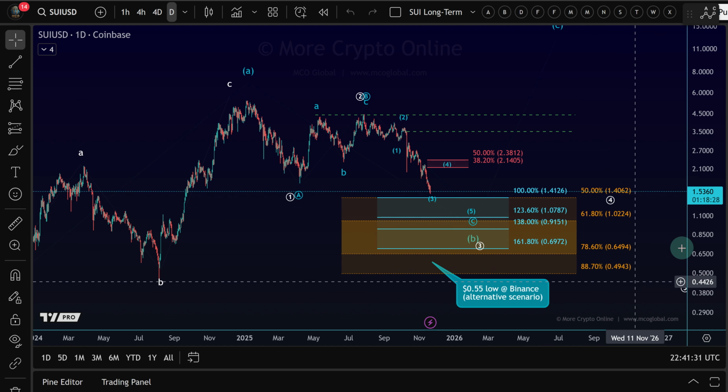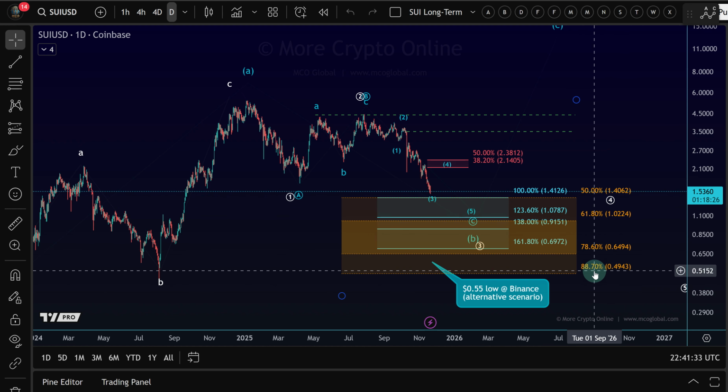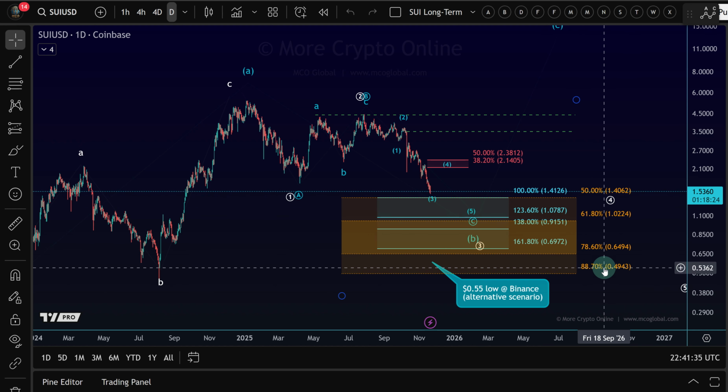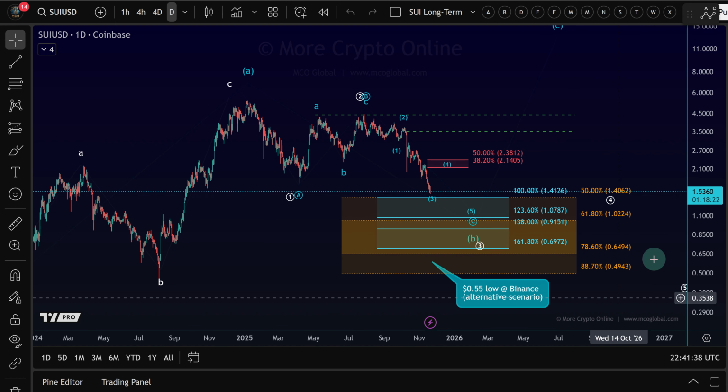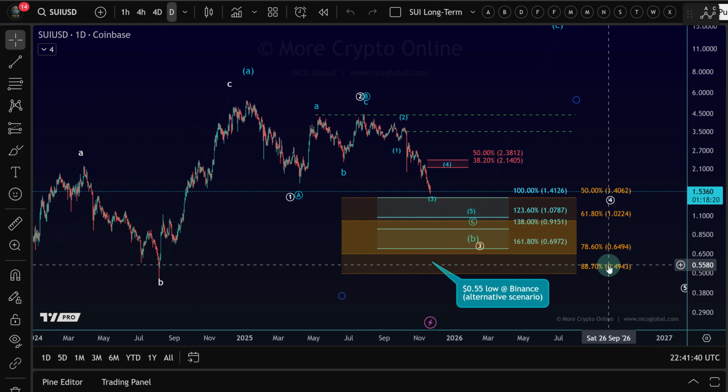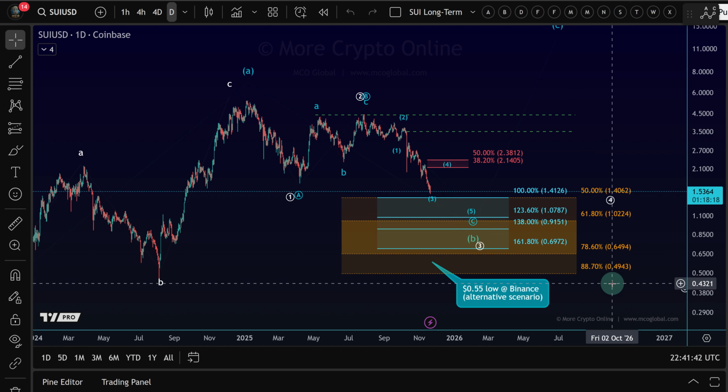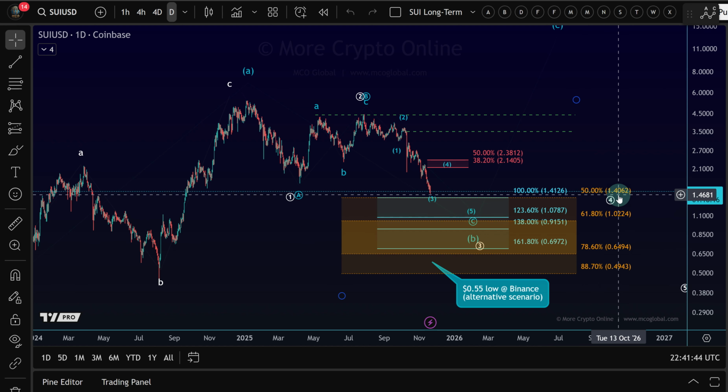This is a very, very large standard Fibonacci support zone. I think it's important to understand that this is just a very standard larger degree Fibonacci support zone that shows us four levels which could be of relevance, specifically $1.40, $1.02, 65 cents and 49 cents.